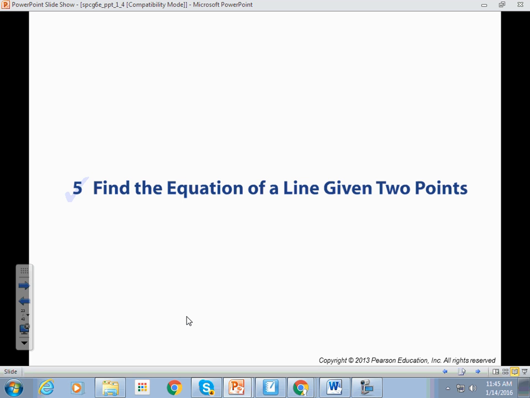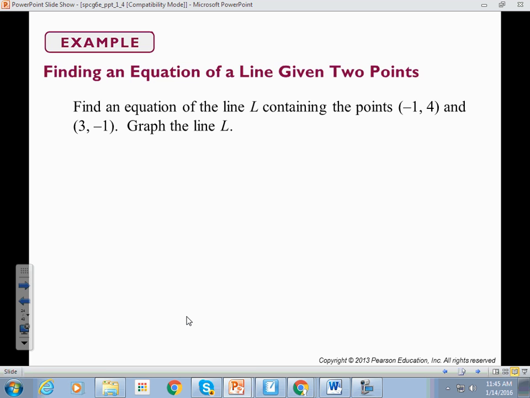All right, we're going to find the equation of a line when we have 2 points. So write this in your notes. Equation of a line containing points (-1, 4) and (3, -1), and then we're going to graph that line. First thing you want to do is find the slope, y2 minus y1 over x2 minus x1. Simplify that. If it simplifies to a whole number, make sure you just include the whole number and not the over 1.